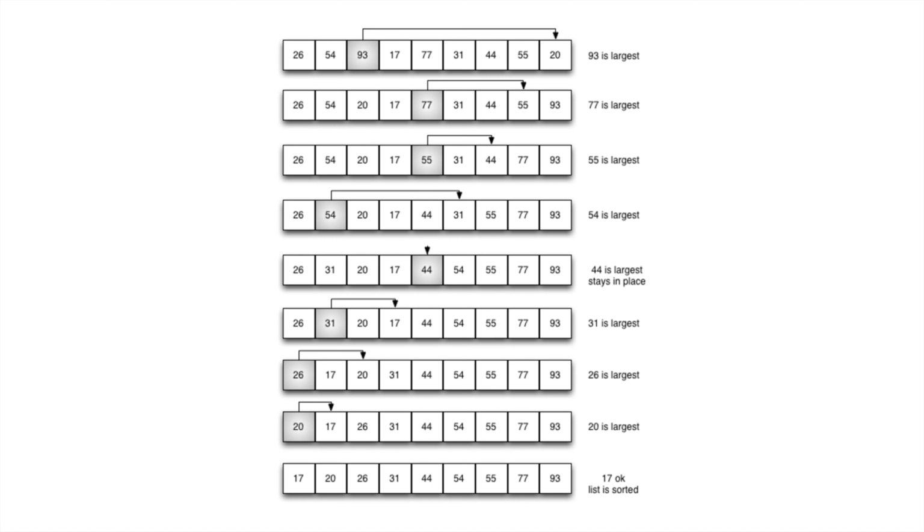But the difference is, instead of swapping around the numbers until the largest bubbles up to the end of the array, the selection sort simply records the place of the largest number. And when it reaches the end of the array, swaps them over then. So let's code this up and see how it works.